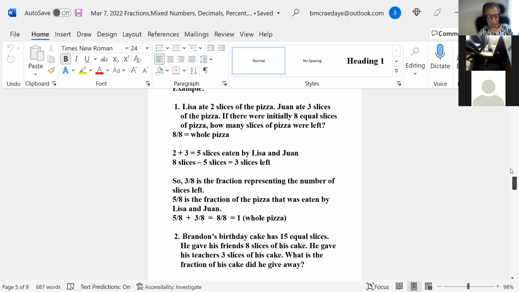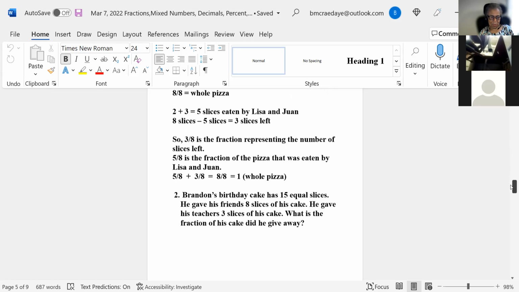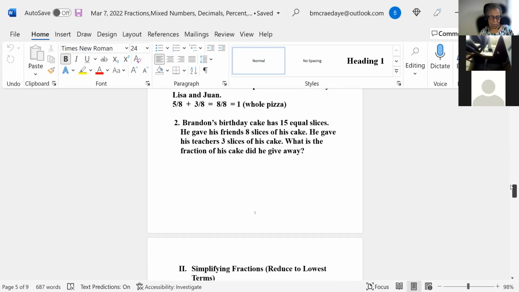So what fraction would you say? The whole is 15 slices, so that means the denominator is 15, right? How much did he give away as a fraction? 11 over 15. That's it. Excellent. You add up what he gave to his friend plus what he gave to his teacher, 8 plus 3, put that number over the denominator, which is the 15, and you get 11 over 15.